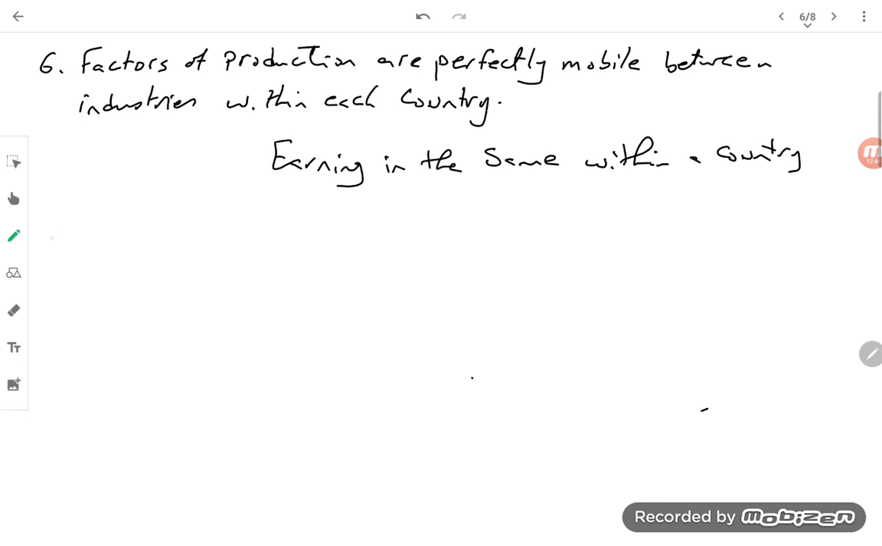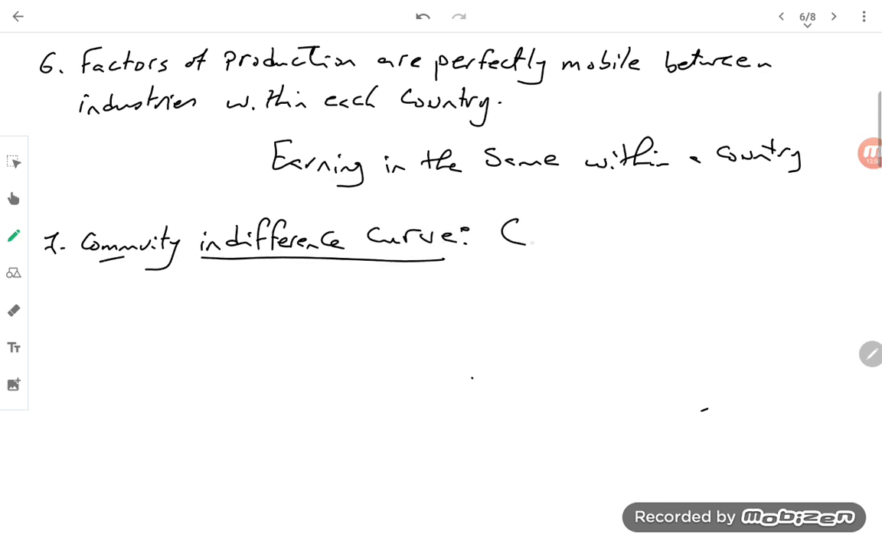Number 7, community indifference curve. In the last 6 assumptions, we talked about profit or the supply side. Now we would like to talk about the demand side, as our objective is to achieve general equilibrium for both suppliers and demanders as well. So we are going to use community indifference curve. Actually, community indifference curve is almost similar to indifference curve.